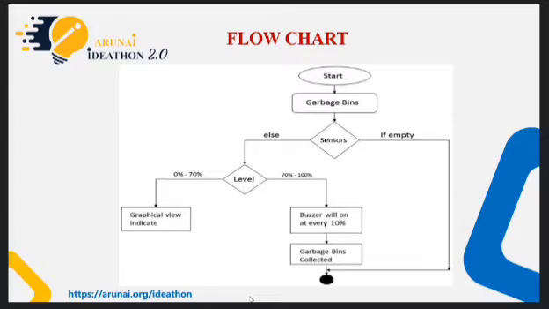This is the flowchart of our project. The waste bin has to be tracked from overflowing to create a clean city. The bin is tracked by an ultrasonic sensor which measures the bin level against the constant bin depth. The sensor supplies the microcontroller with the data. If the dustbin is empty, it will not be considered. Then the garbage level of 0 to 70 percent is indicated in a graphical view. When the garbage is 70 to 100 percent full, the buzzer will turn on at every 10 percent. Then the garbage bin is collected.